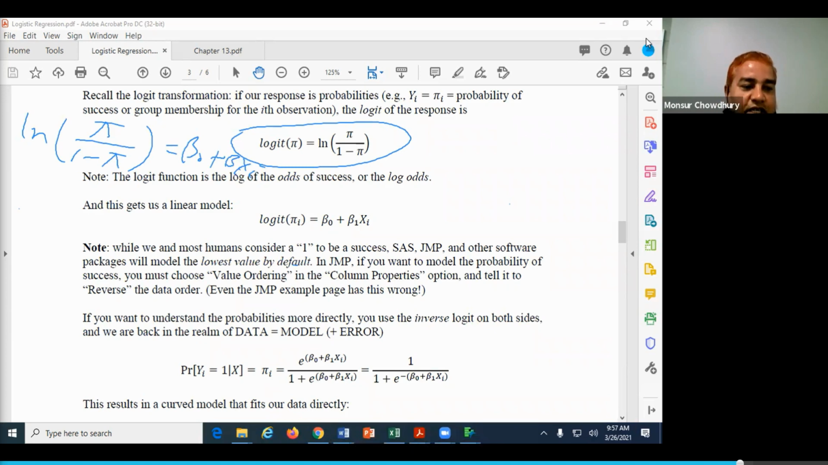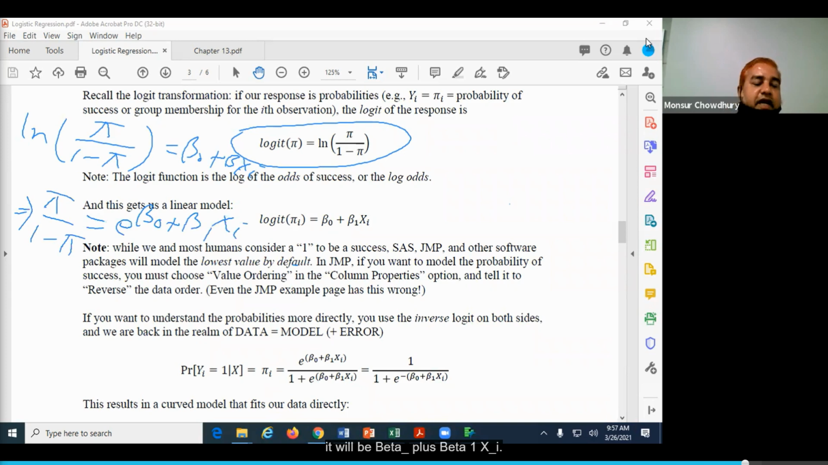Now if we just want to find out pi over 1 minus pi, it will be e to the power beta 0 plus beta 1 x_i. Now I want to find out the pi values, and the pi value is this one. Is that clear how I got this one?